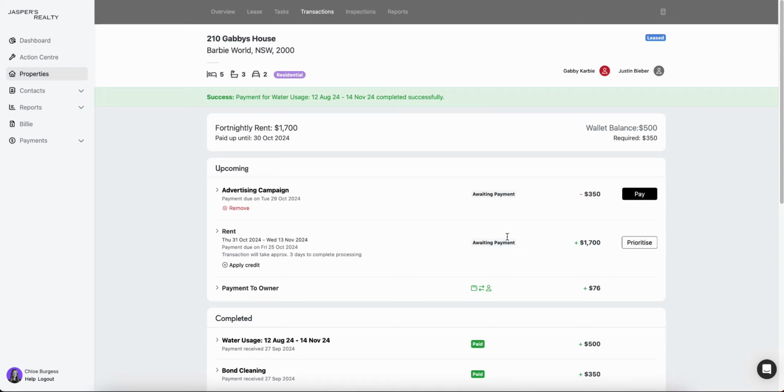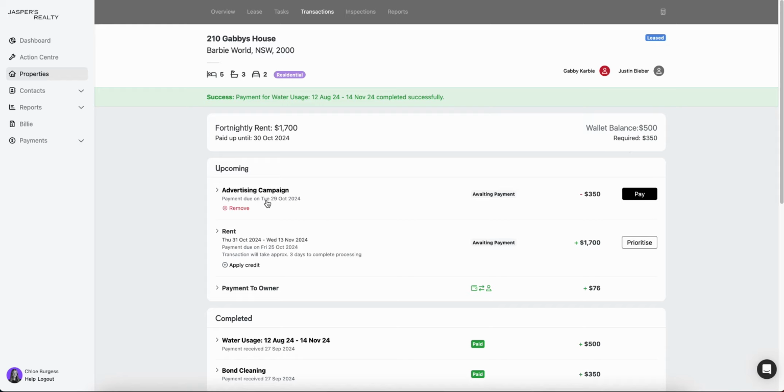Now, coming over to the owner payments, same sort of structure, having a look in the wallet balance to actually see if there's an adequate amount of funds to pay a bill. So I can see that the current wallet balance for the owner in the property wallet is $500, and the required amount to pay the bill is $350.